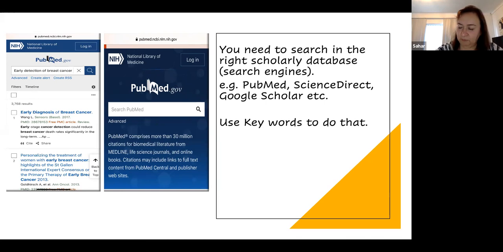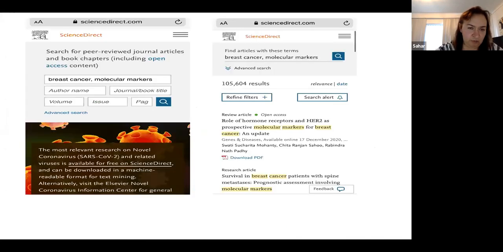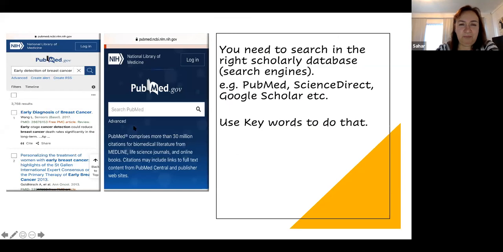One of them is PubMed, and I'll move to the other search engines. That's the second search engine, Science Direct, one of the common search engines. And you can see it also uses keywords. So here I wrote breast cancer molecular markers to search for, because that is my interest in research, but you can literally type any words as keywords, and then you will get all the papers that are relevant to a particular research. So again, PubMed is one of them, very famous.